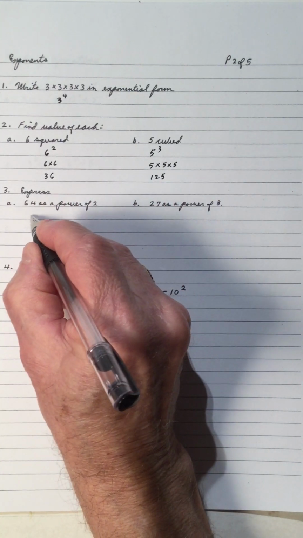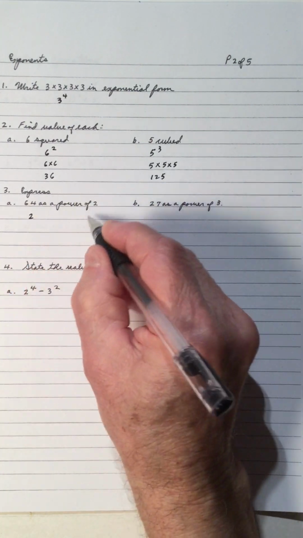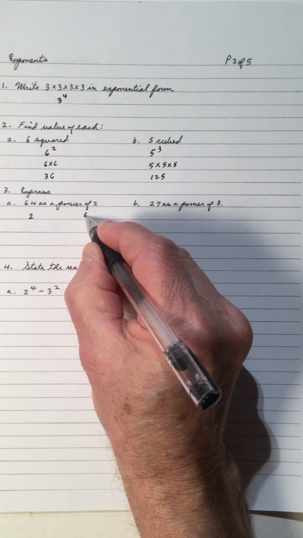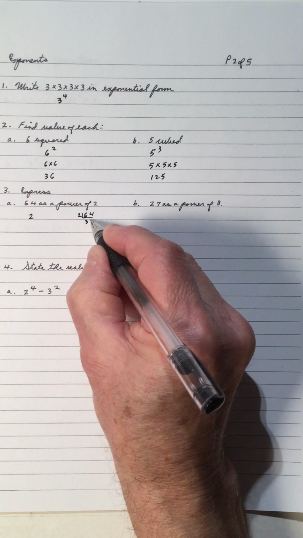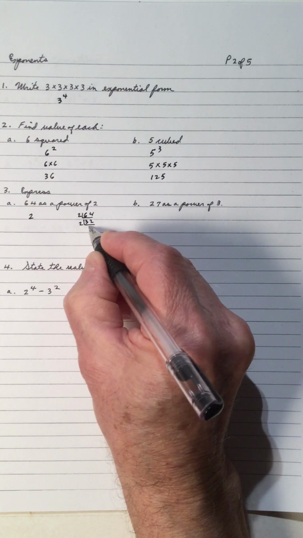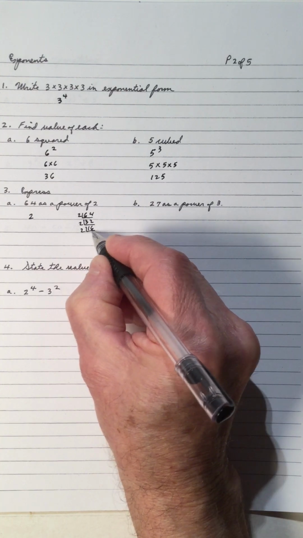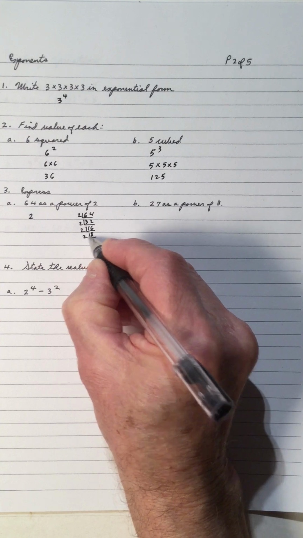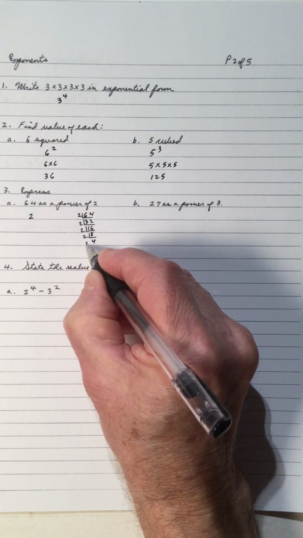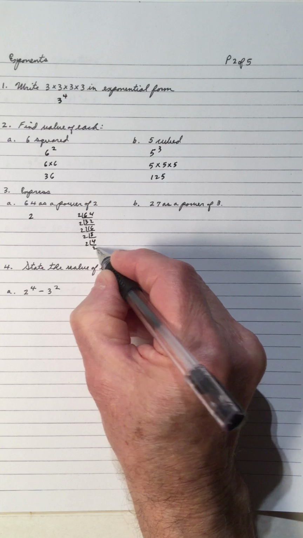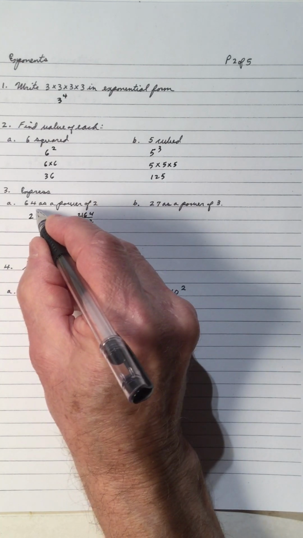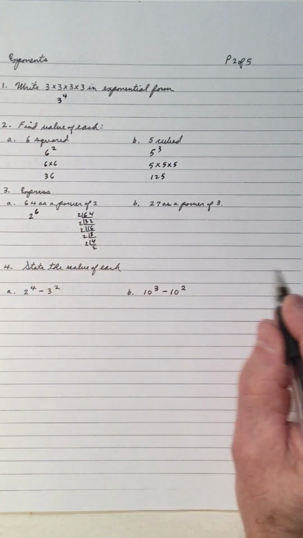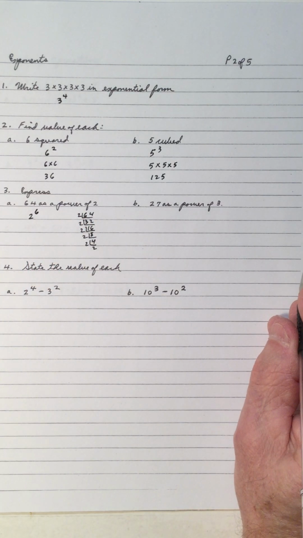So 2 to the what power gives you 64? Well, if you take 64 and divide it by 2, you get 32. Divide by 2, you get 16. Divide by 2, you get 8. Divide by 2, you get 4. Divide by 2, you get 2. That's 1, 2, 3, 4, 5, 6. So 2 to the 6th power is 64.